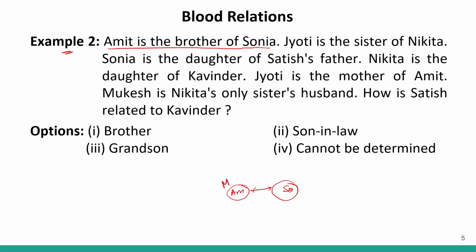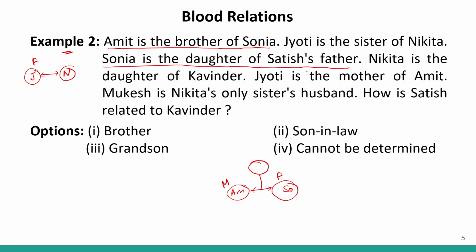Amit is the brother of Sonia. Jyoti is the sister of Nikita. So we will hold this information. Okay. Jyoti is the sister of Nikita. So Jyoti would be female. Correct? Sonia is the daughter of Satish's father. So Sonia is basically the daughter. So daughter means Sonia's father is over here. Correct? Sonia is daughter, that means Sonia would be female.